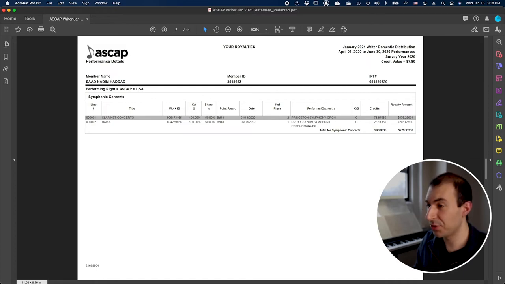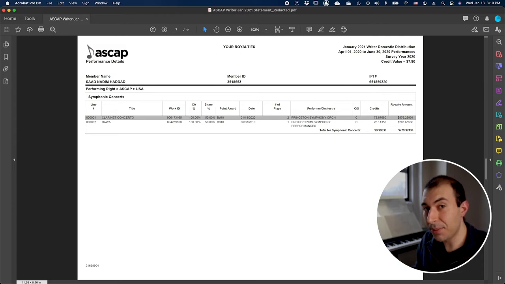Two last things that I didn't mention are the share percentage and the point award. Why does it say 50%? It says 50% because the writer owns 50% of this piece as far as the royalties are concerned, and the publisher owns the other 50%. So guess what? The publisher is going to get that other $576.